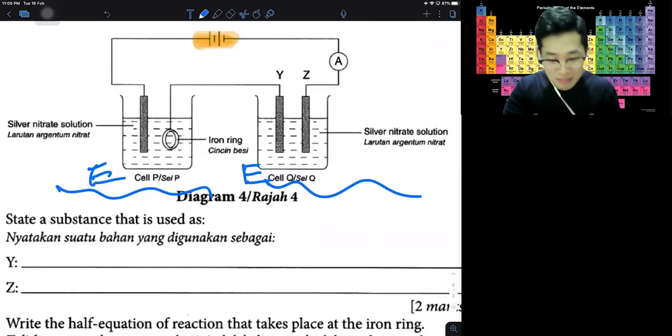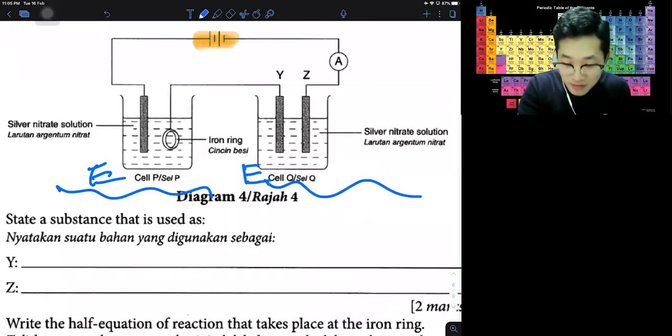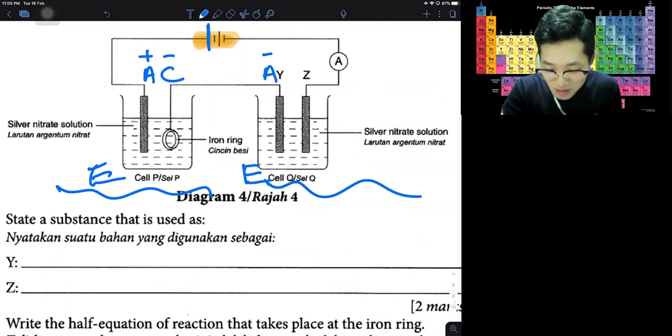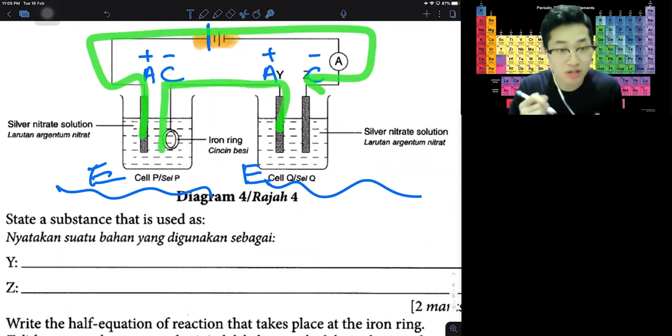Okay, how to label? Follow the battery. Positive, the longer line. Positive is anode, negative is cathode. The other side: anode here, positive. Cathode here, negative. So anode to cathode.